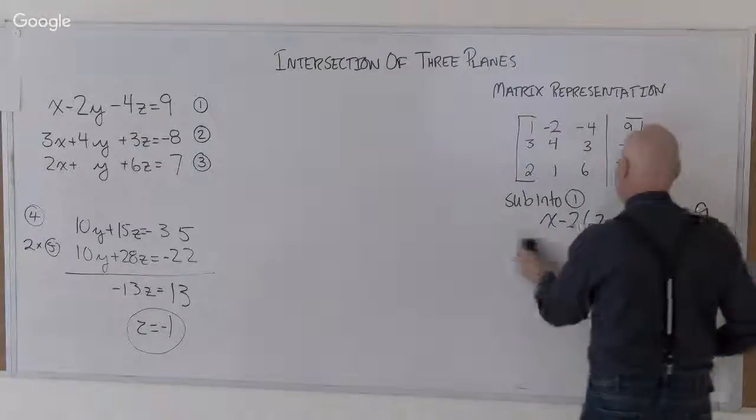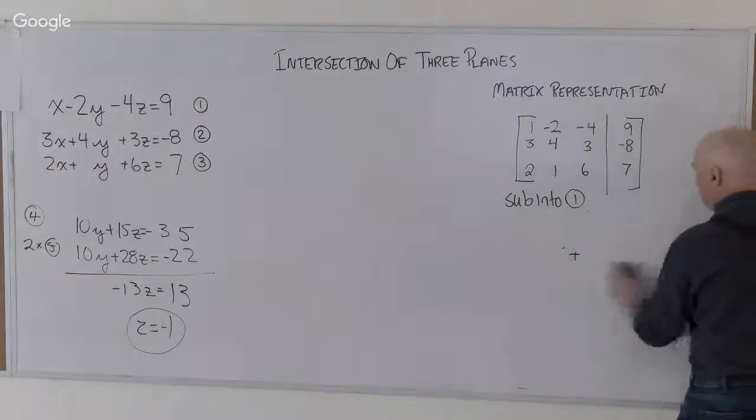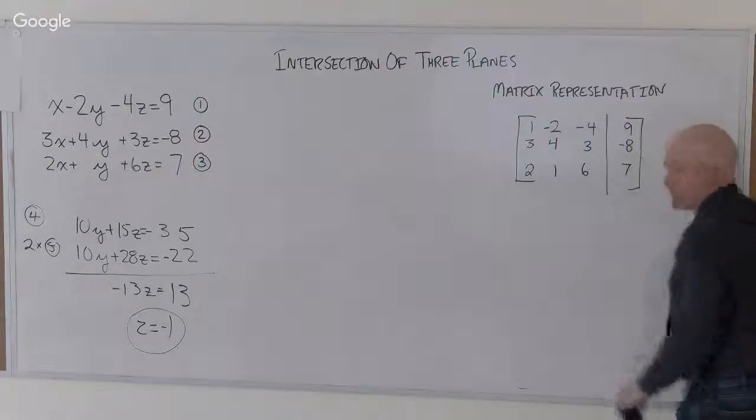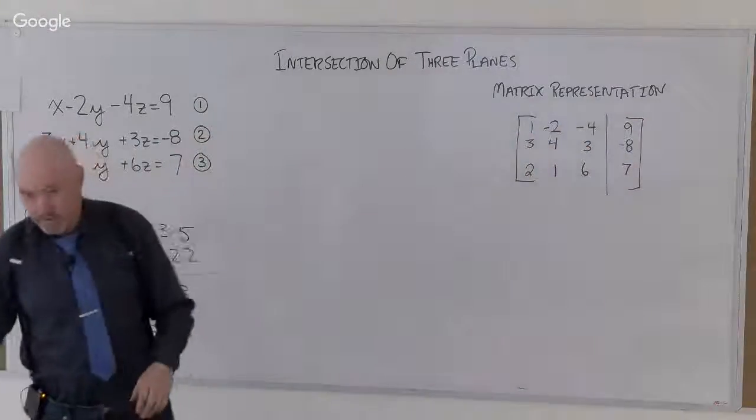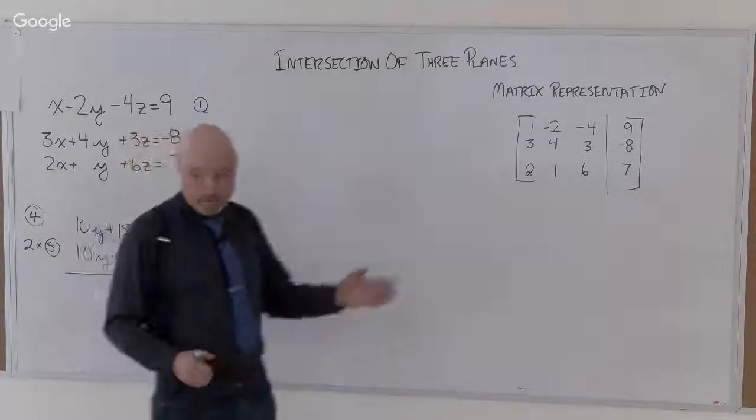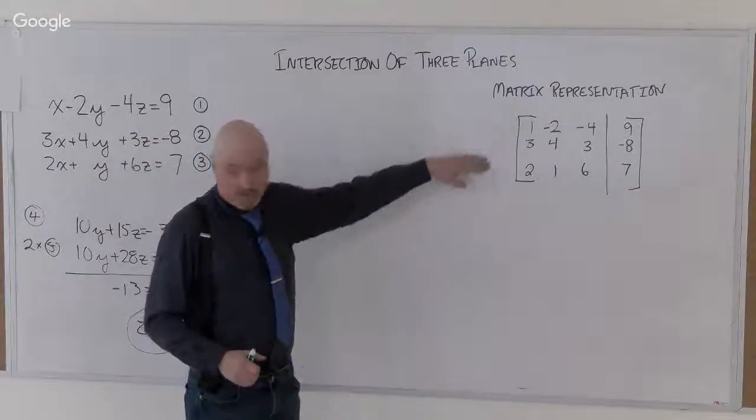Here we go. Now we're going to do it as a matrix. Okay, and we're going to look at what that looks like. We aren't going to do what they call the full Gaussian reduction. We're just going to work with this matrix right here.